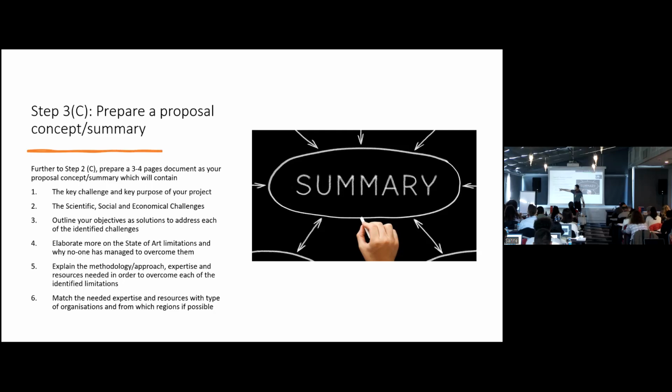Now you have already addressed the key problems, the scientific ones, the lack of knowledge, but now you elaborate more. Why do we have those scientific limitations? Why has no one managed to overcome them yet? Why do we have those state-of-the-art limitations in the area of your call topic? So you see there is a lot of work that you need to do here, but it's very important. Because if you don't manage to explain why no one has managed to overcome them, then it's not a limitation, is it? You cannot convincingly tell me that's a limitation if you cannot explain why no one has managed to overcome it.